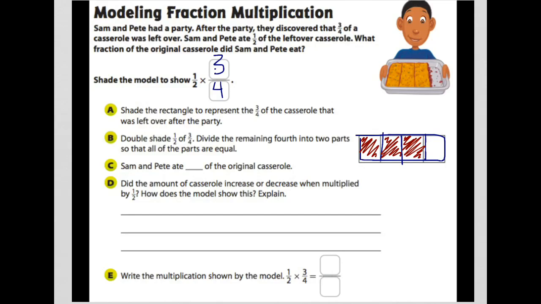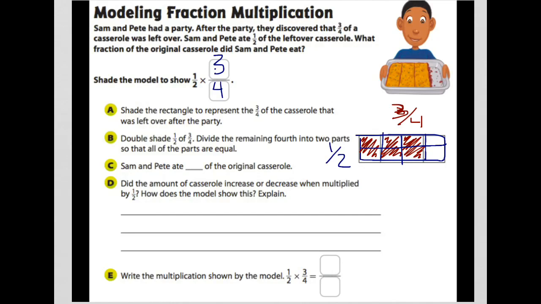Now, second part, so I'm going to put here 3 out of 4. Double shade 1/2 of 3/4. Divide the remaining fourth into parts so that all the parts are equal. So I'm going to put 1/2 on this side, and I'm going to split it in half. I'm going to split it into 2 halves.